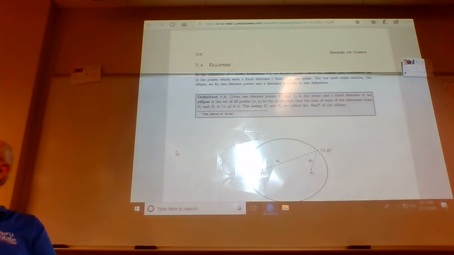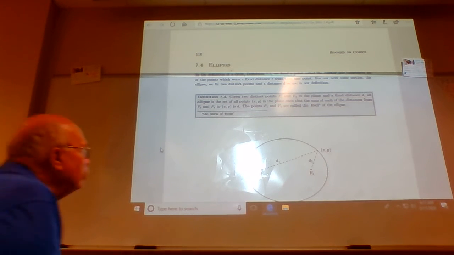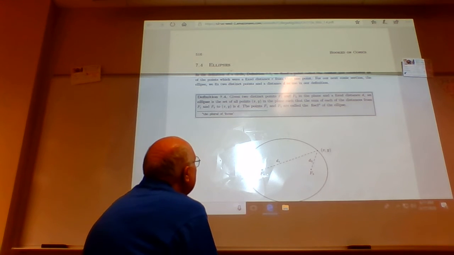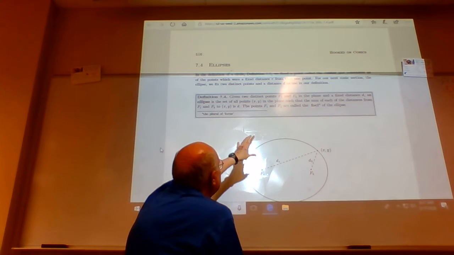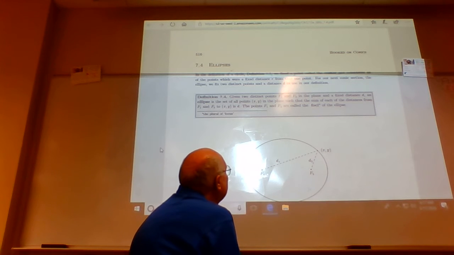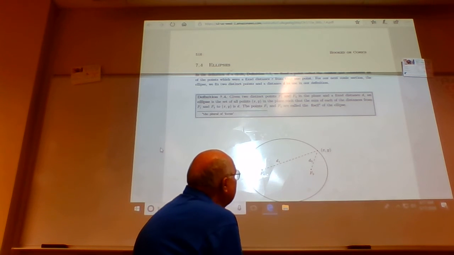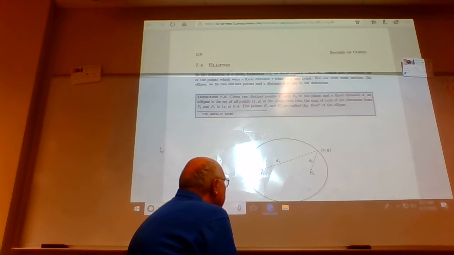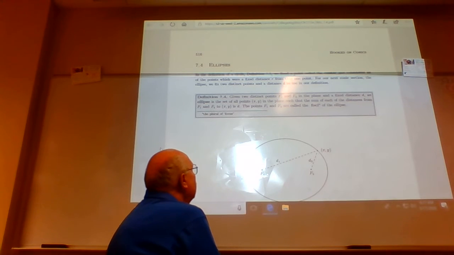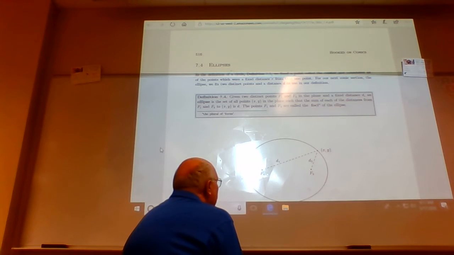Okay, so now we're looking at 7.4, which is ellipses. And once again, the key element here is that we're going to get the formula for this in just a minute, but just to describe a few of the pieces involved, if we have these two distinct points, F1 and F2, there are two foci in an ellipse. And the ellipse, as you can tell, is somewhat oval.